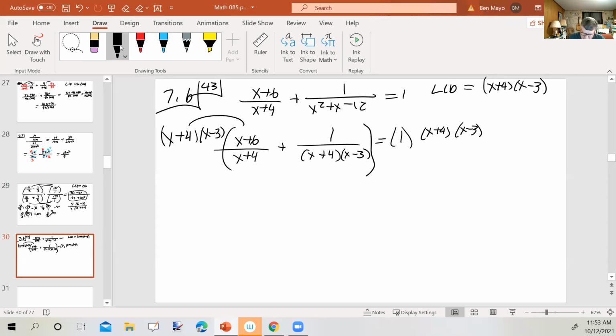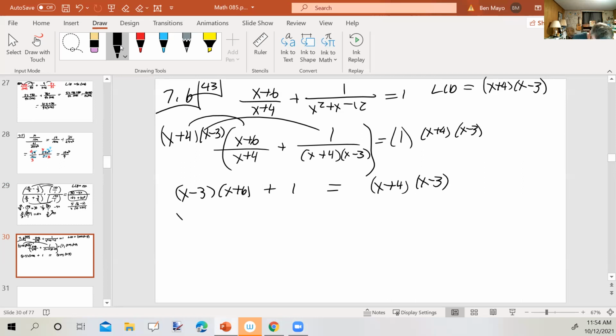This times this, the x plus 4s would reduce out, and I'd have x minus 3 times x plus 6. This times this, the x plus 4 and the x minus 3s would both reduce out, and I'd have plus 1. And on the right side, 1 times x plus 4 times x minus 3 is x plus 4 times x minus 3.